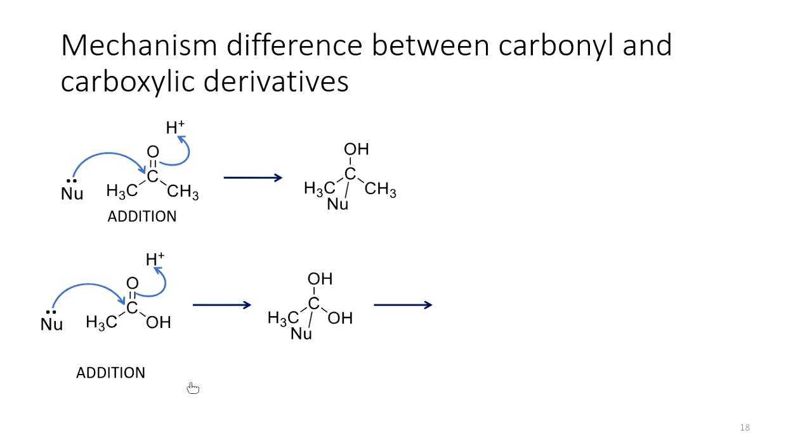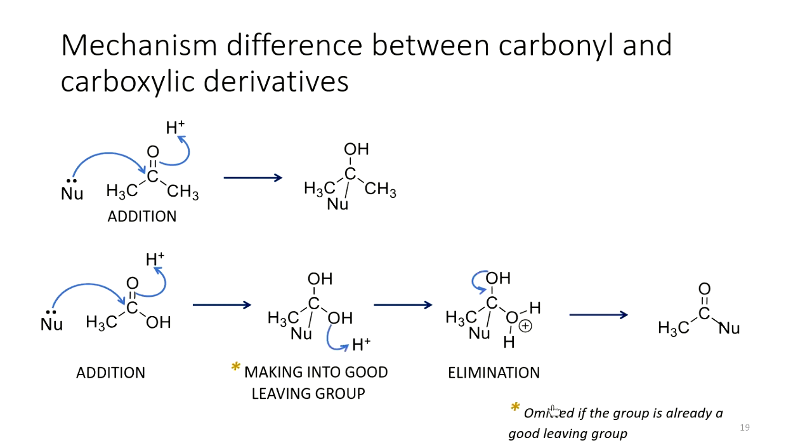But for our carboxylic derivatives or our acyl derivatives, the names are used interchangeably, we do have addition happening first. So we have our nucleophile coming into our electrophilic carbon, and we form this tetrahedral intermediate. So it's similar here, but there is going to be a difference in that we can reform the pi bond because we have a good leaving group. And then we form this structure here.